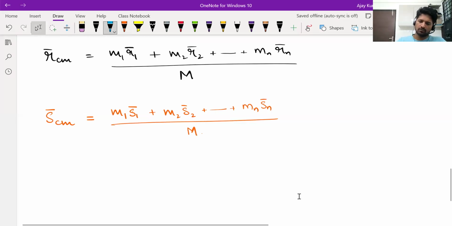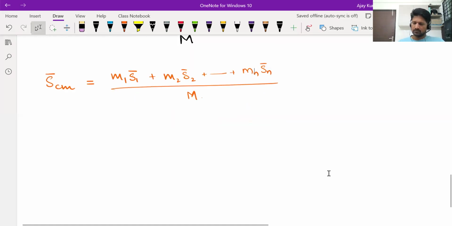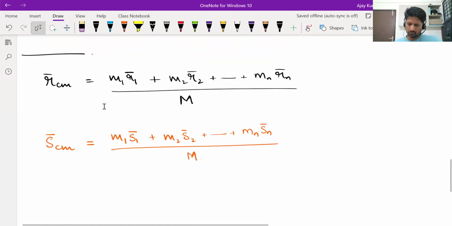So if you know how much is the displacement of individual particles, you can tell how much is the displacement of center of mass. Or you can do it the other way also. Suppose you know the displacement of center of mass and all individual particles except one. That can be calculated using this formula. Okay, let's make use of this. Again, let's consider a two-particle system itself.